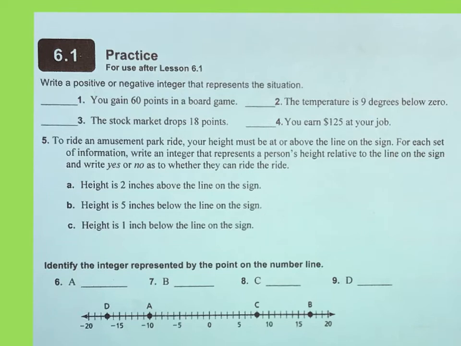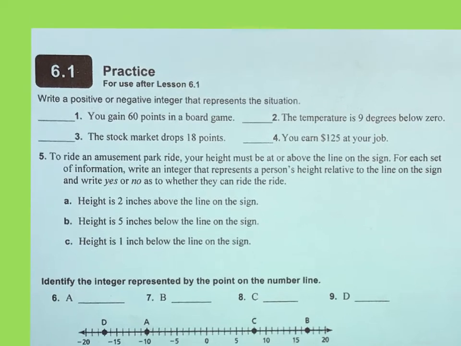It says write a positive. Okay, so you gain 60 points in a board game. So that's just going to be 60. Remember, we don't have to put a plus 60 because it's a positive. If it's positive, we just write the number. Number 2, the temperature is 9 degrees below 0. So we'd go negative 9. The stock market drops 18 points, so minus 18.